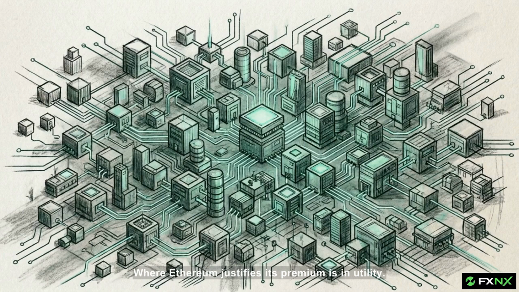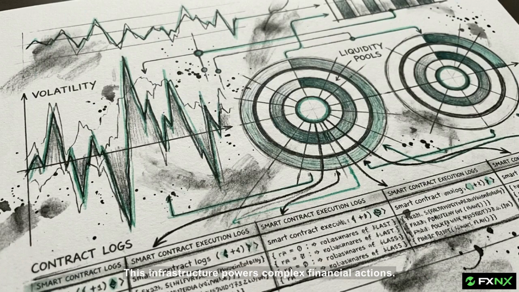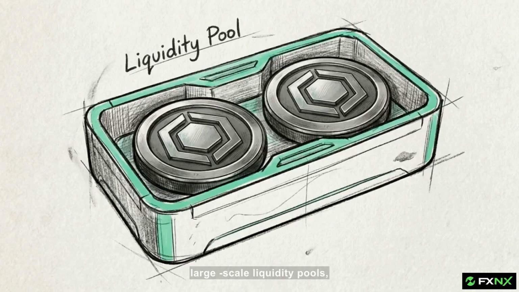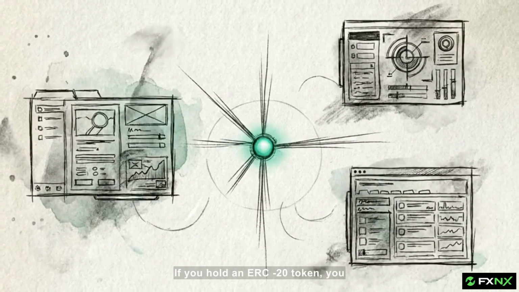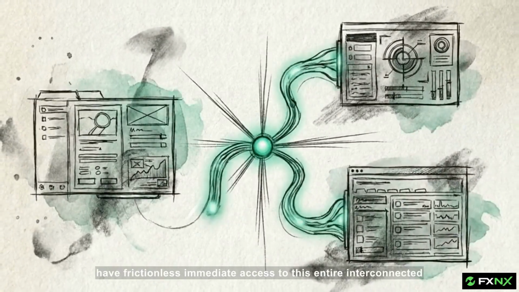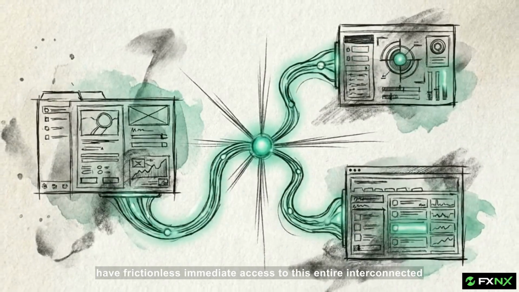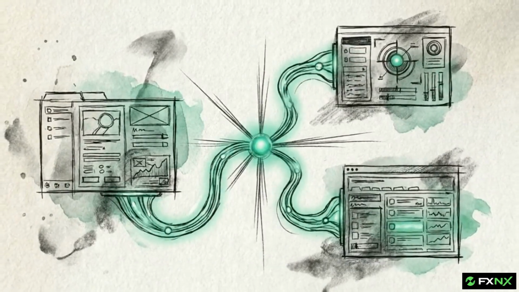Where Ethereum justifies its premium is in utility. Its network hosts over 3,200 decentralized applications, establishing absolute dominance in ecosystem integration. This infrastructure powers complex financial actions. It is the native environment for yield farming, large-scale liquidity pools, and automated trading bots on platforms like Uniswap. If you hold an ERC20 token, you have frictionless, immediate access to this entire interconnected web of financial strategies.